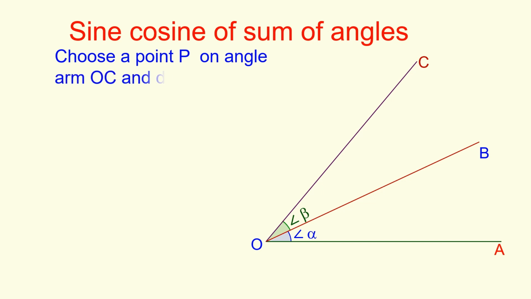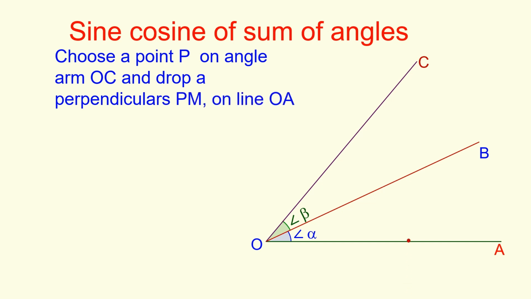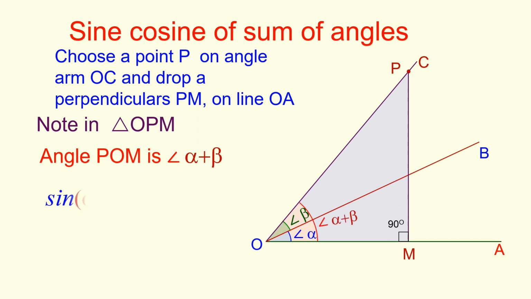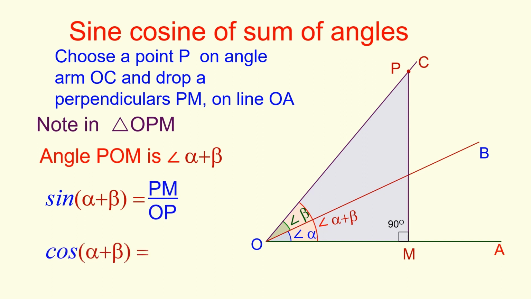Choose a point P on the angle arm OC and drop a perpendicular PM on the line OA. Note in the triangle OPM, angle POM is angle alpha plus beta. So the sine of alpha plus beta equals PM divided by OP, and the cos of alpha plus beta equals OM divided by OP.